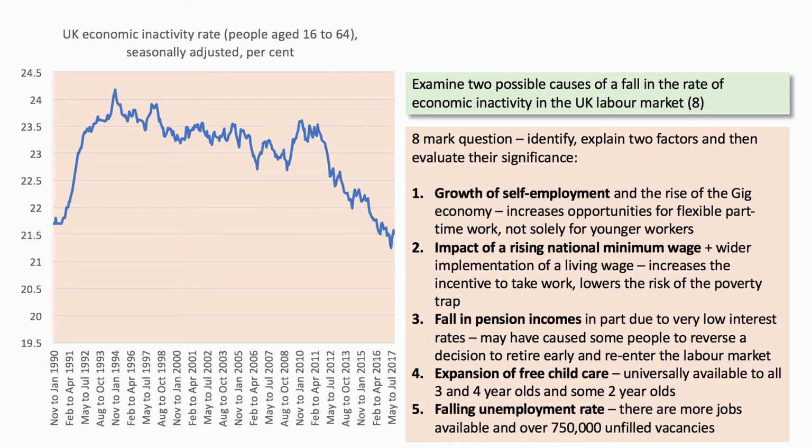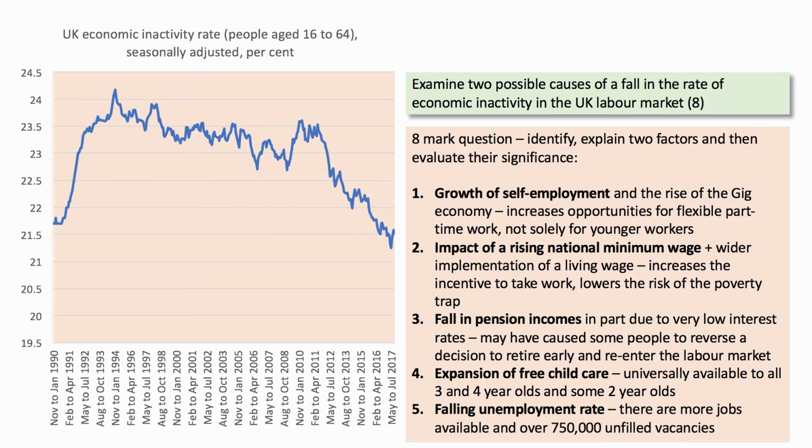The government, as a supply-side policy, has also expanded free childcare, which is now universally available to all 3 and 4-year-olds, and also some 2-year-olds, depending on certain categories, means-tested benefits, and certain income groups. So the rise of free childcare may have encouraged more young mums to come back into the labour market.